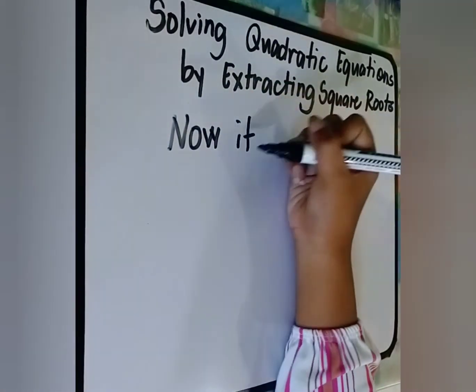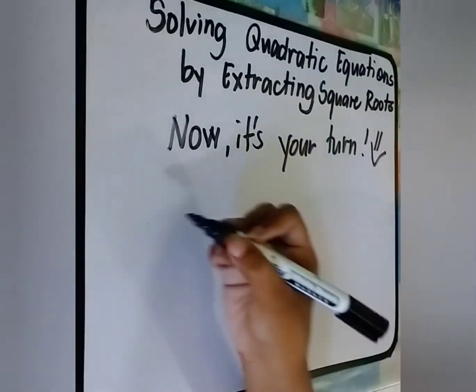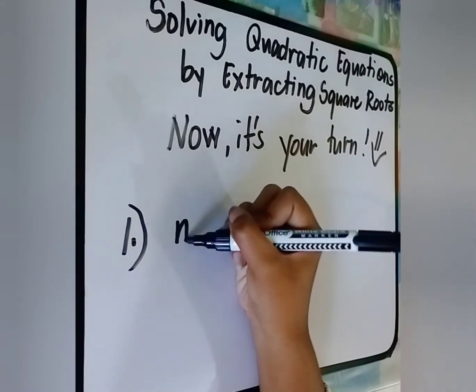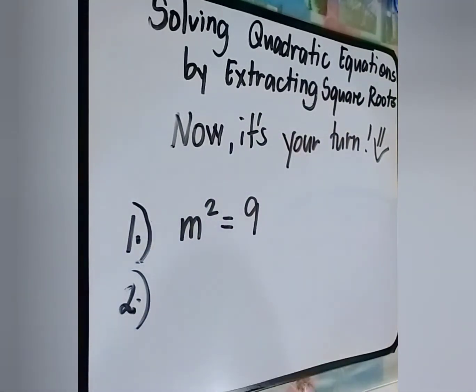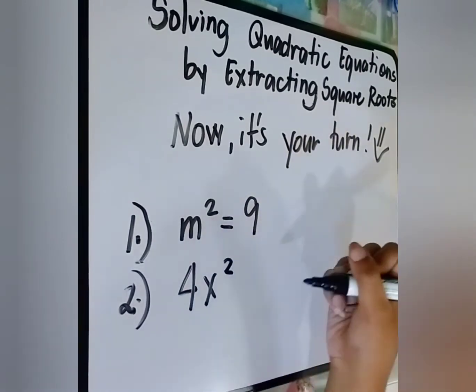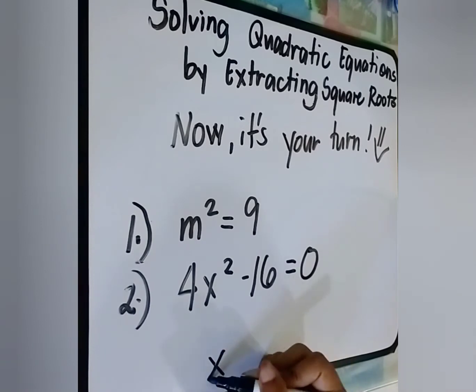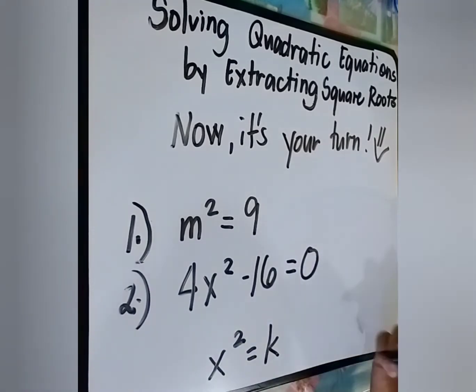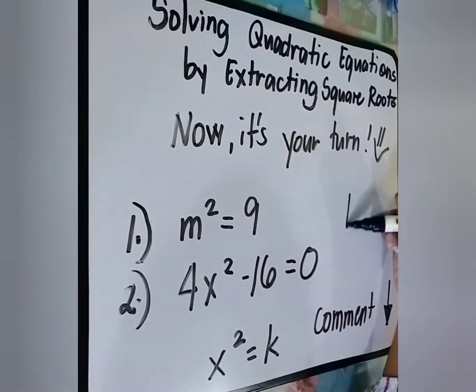Since tapos na tayo mag-discuss and nagbigay na din ako ng 5 example, ngayon, it's your turn to answer. Okay, find the roots of the quadratic equation. Number 1, m squared is equal to 9, and number 2 is 4x squared minus 16 is equal to 0. Remember to transform that quadratic equation into x squared is equal to k.